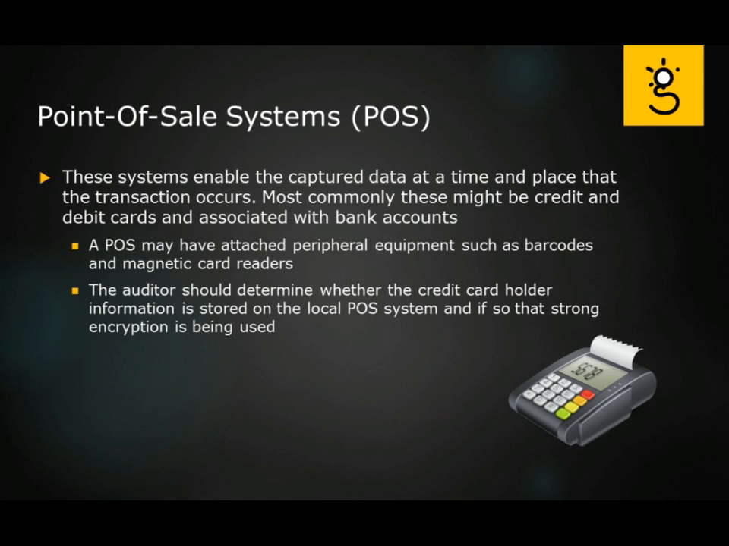Another type of electronic system we see in the world of commerce is called the POS, the point of sale systems. Now these are systems that are enabled to capture data, to do it at a time and place that the transaction occurs, primarily when you're checking out. Now most commonly these might be credit and debit cards that we know are associated with your bank accounts. And that point of sale system may have attached peripheral equipment, like the magnetic card readers for your debit cards, or barcodes if you're at a grocery store and they're scanning those barcodes to put the information in about what you're buying.